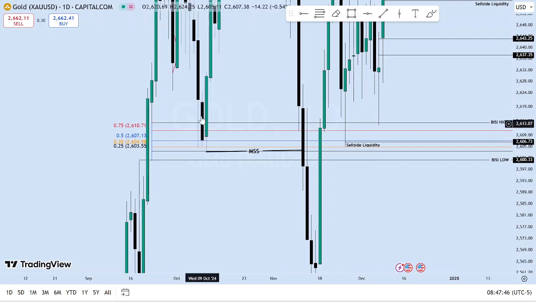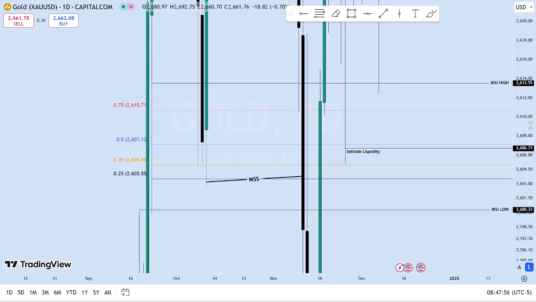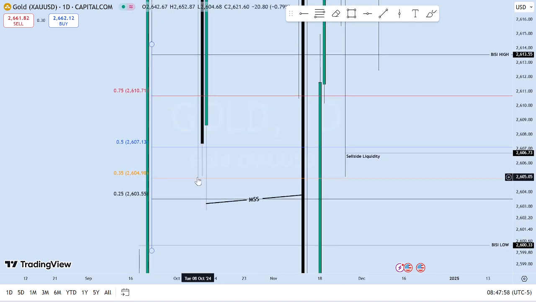You can see the first candle that delivered inside the inefficiency reached out for the 35% level. The second delivery inside the inefficiency, the body closed at the 50%. That's the consequent encroachment, the 50%, the blue line. Then the third delivery inside the inefficiency reached out for the 25% level.